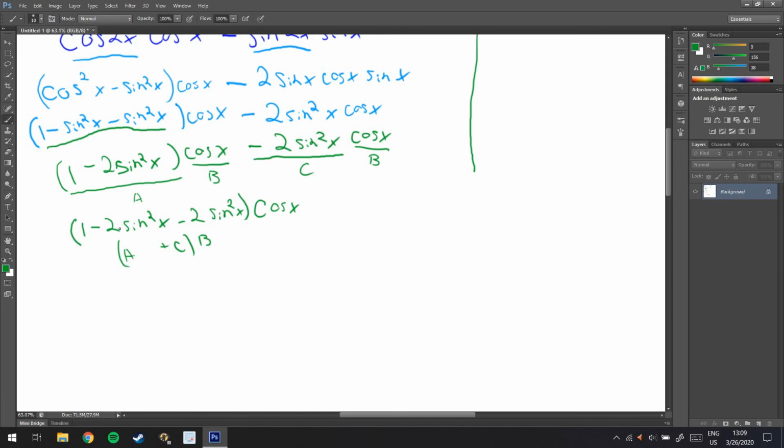If I can combine my like terms, which is 2 sine squared of x and 2 sine squared of x, the term in this case is sine squared of x. Well, this is just 1 minus 4. 2 minus 2 is 4. So negative 2 minus 2 is 4. Sine squared x times cosine of x.